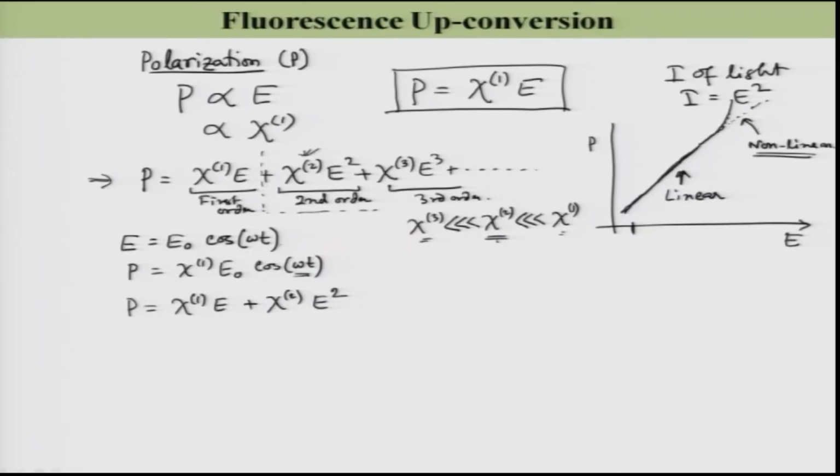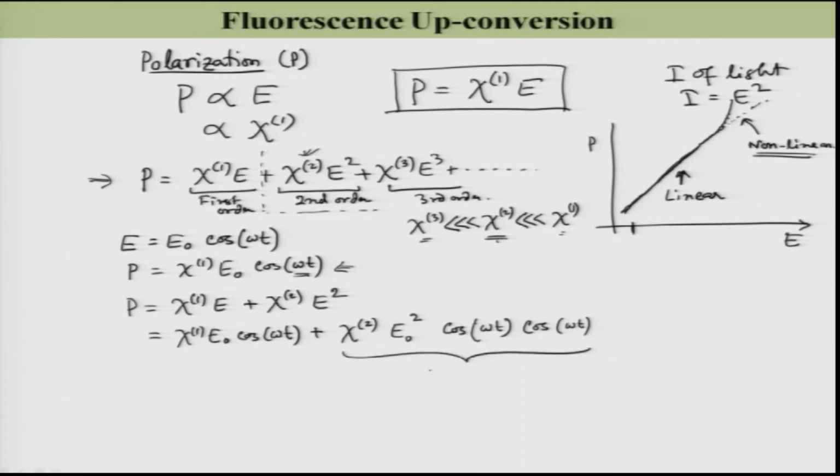Okay. Now, let us take the same functional form as what I have written over here. So, I will simply write here chi 1 E 0 cosine omega t plus chi 2, here it will be E 0 square, right, and this is cosine omega t and again cosine omega t, 2 times. So, this is like a cos A cos B type of formula. So, this part is going to give you a cosine twice omega t term.